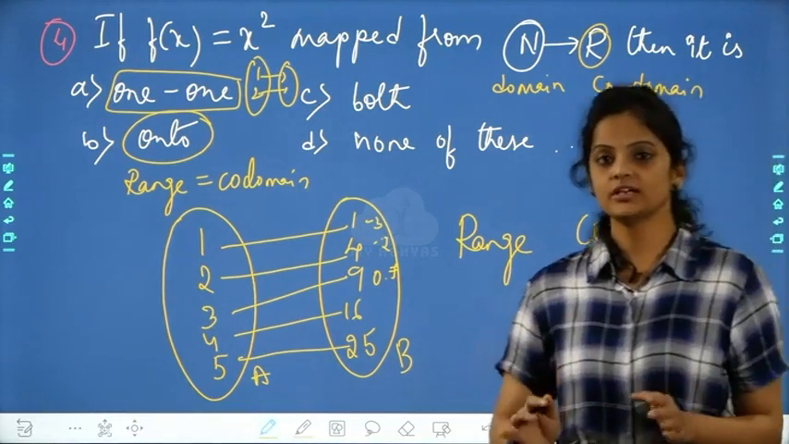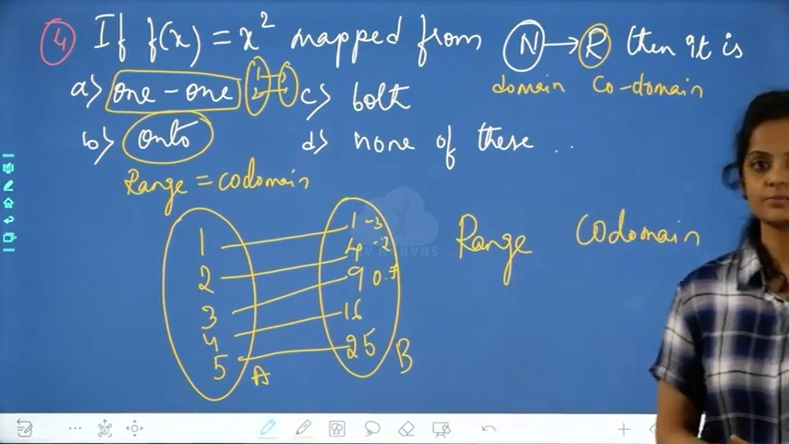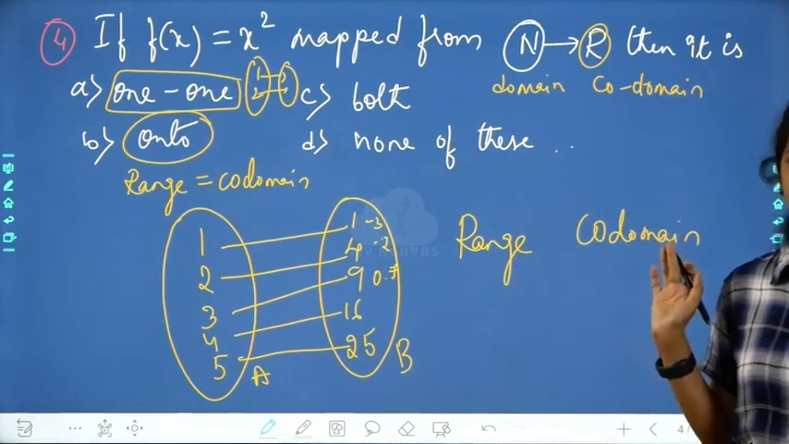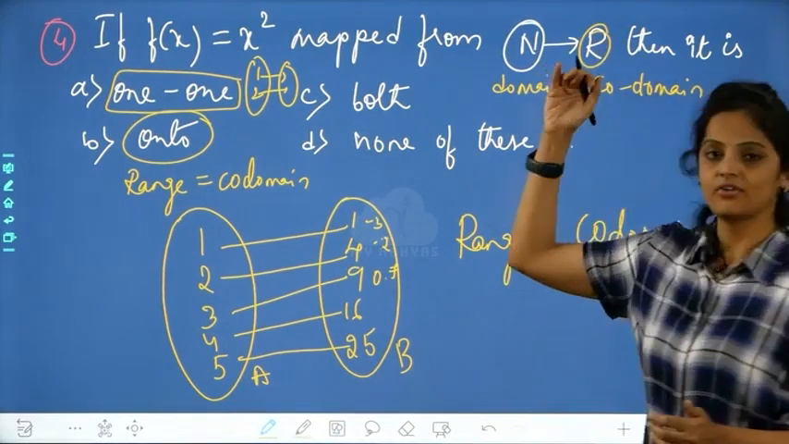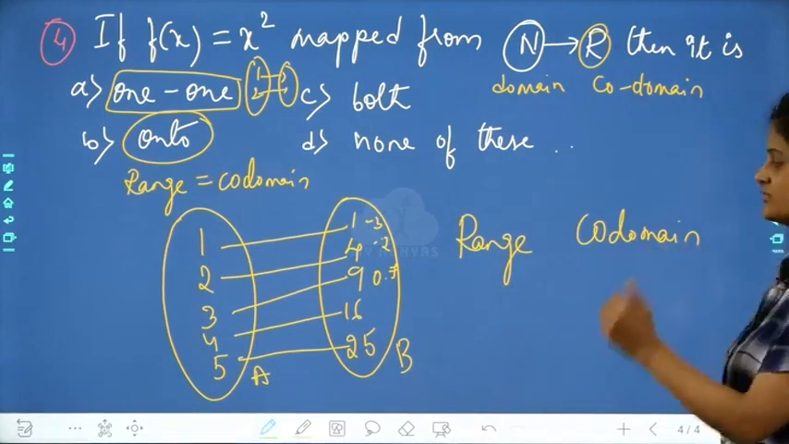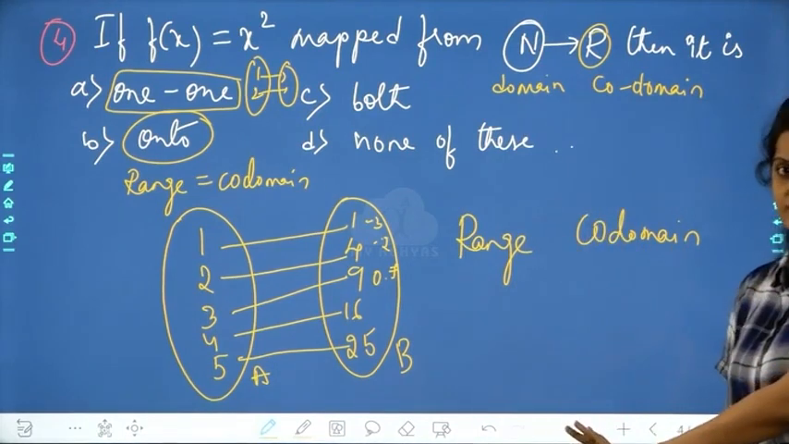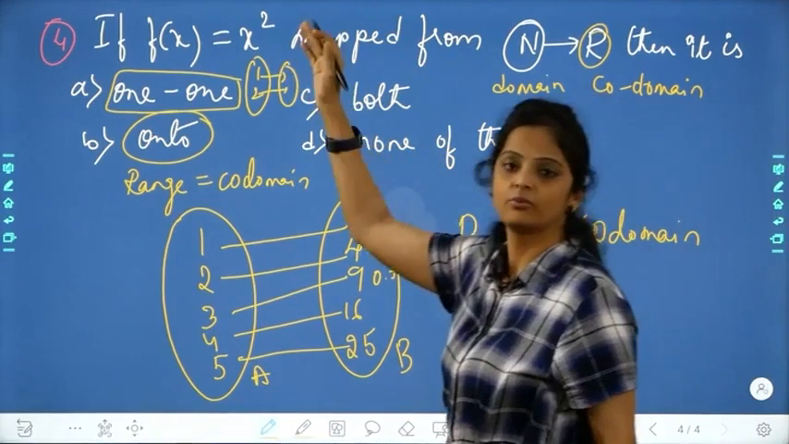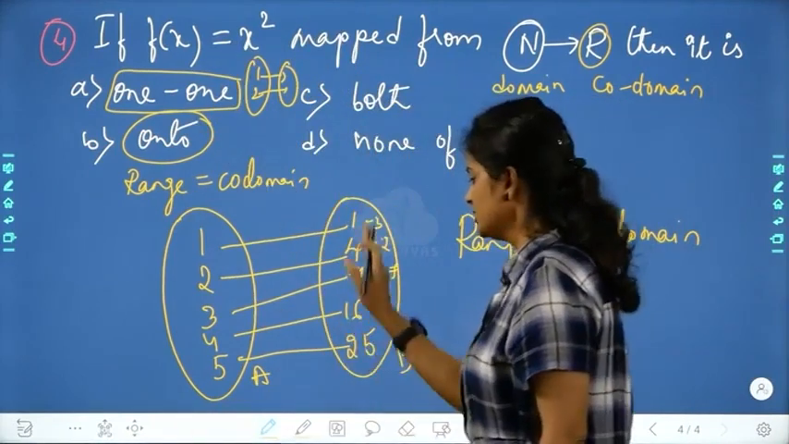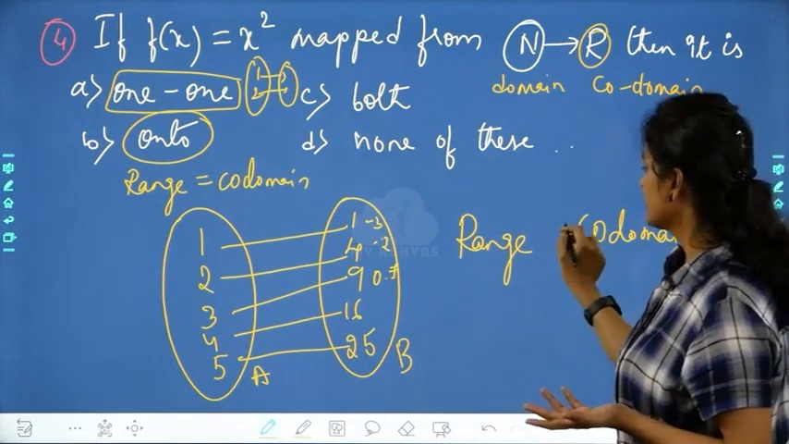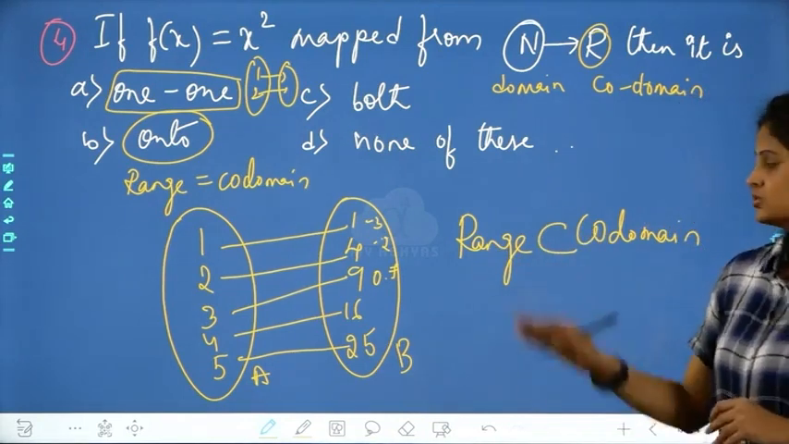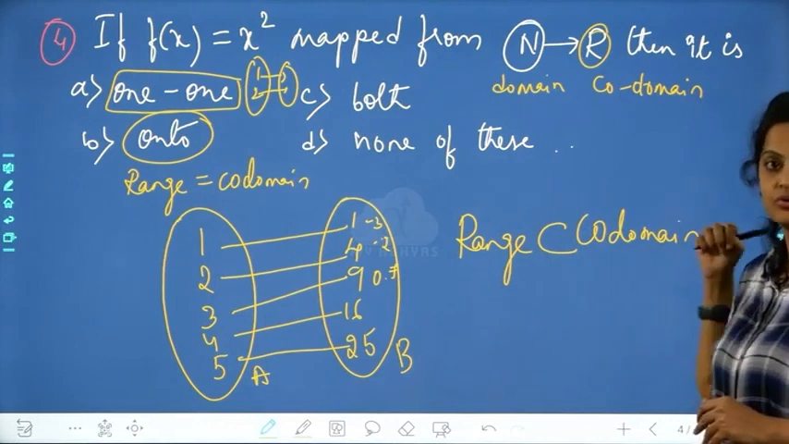How many of you think range and codomain are equal in this? I will not think, because I know the concept. Codomain will have all the real numbers and range will have only the squares of the numbers, and squares of the numbers cannot be negative, so I am getting only positives this side. Agreed? So range and codomain are not equal. So range is a subset of codomain.